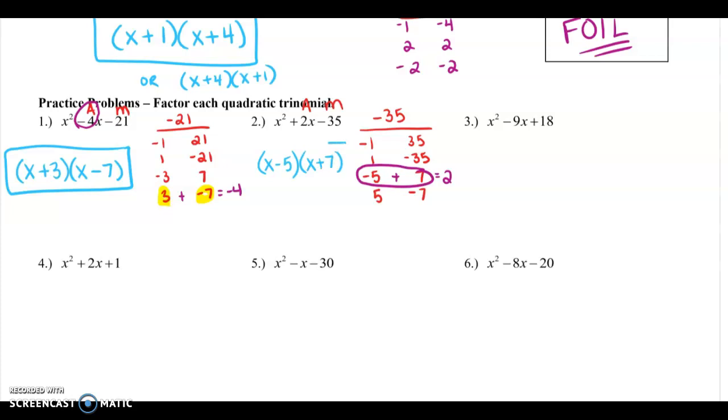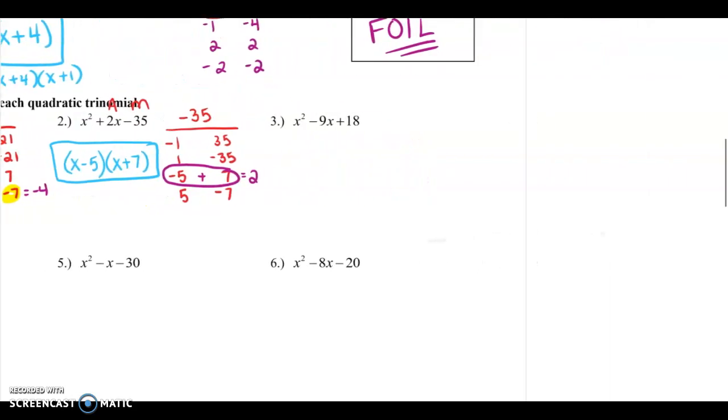And once again, it doesn't matter the order, and you don't need to list out your factors if you can see what the answer is. All right, looking at the next one.